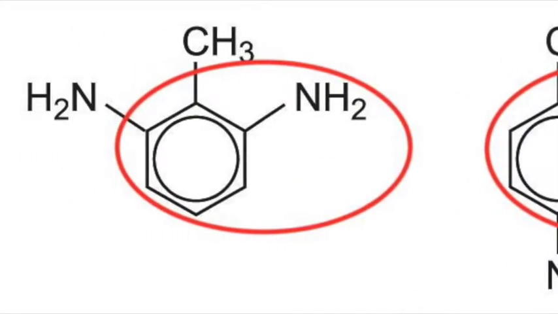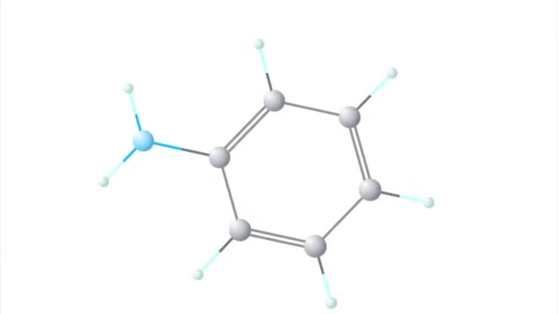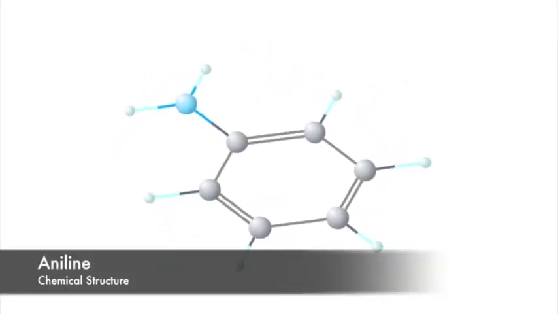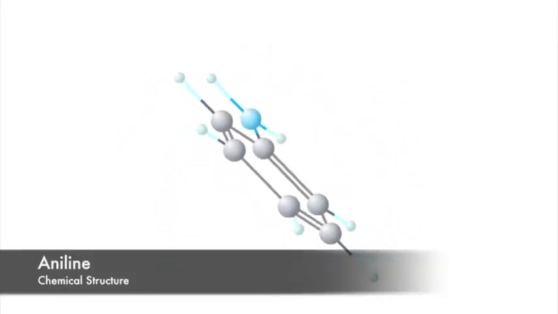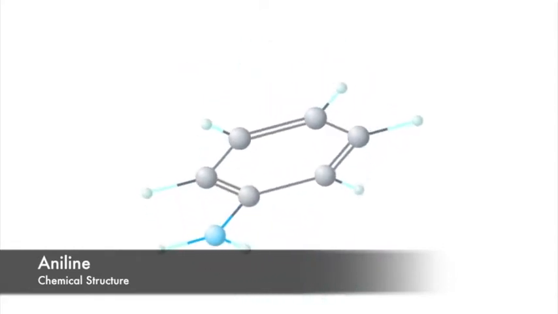Polyurethane foam, Kevlar, and a range of pharmaceuticals all contain a functional group called aniline. Here's Xander to tell us more. This is what aniline looks like. However, producing aniline can be a tricky process. This is where silver nanoparticles come in.